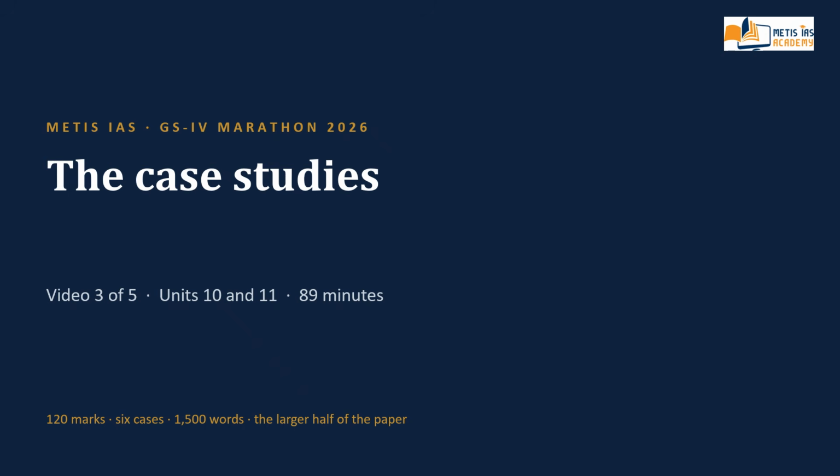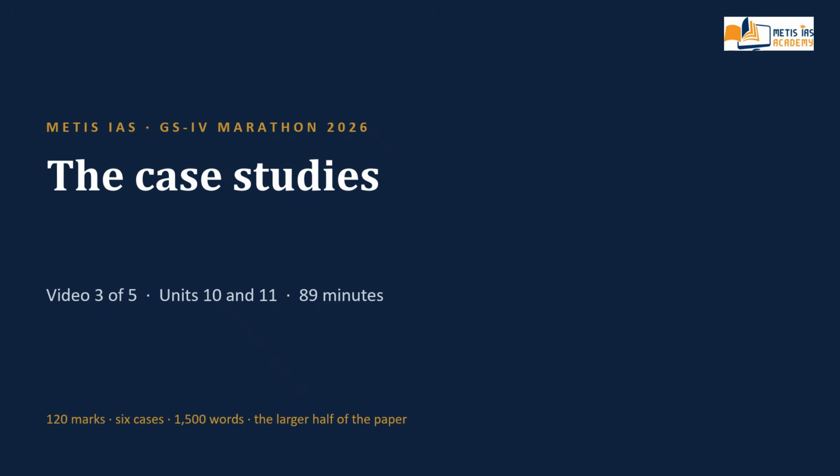120 marks, 6 cases, 1500 words. This is the larger half of the paper and the half where most candidates lose most. The first video gave you the method and the clock. The second video gave you the thinkers and the vocabulary of public administration. This one puts both to work on the only question that finally matters. Faced with this situation, what would you do and why?